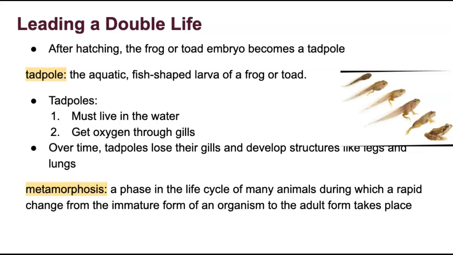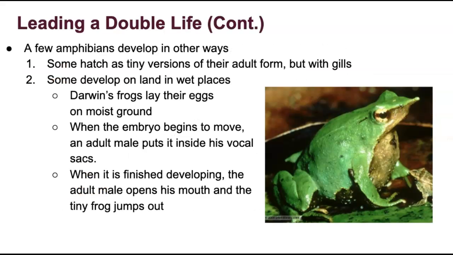That's a pretty dramatic change, right? Gaining whole organs and organ systems as they're already out in the world exploring. We call a change that dramatic metamorphosis. It's a phase in life where animals make rapid changes from immature to adult. There are a few amphibians that are exceptions to these rules. Some of them don't go through complete metamorphosis like we just described.